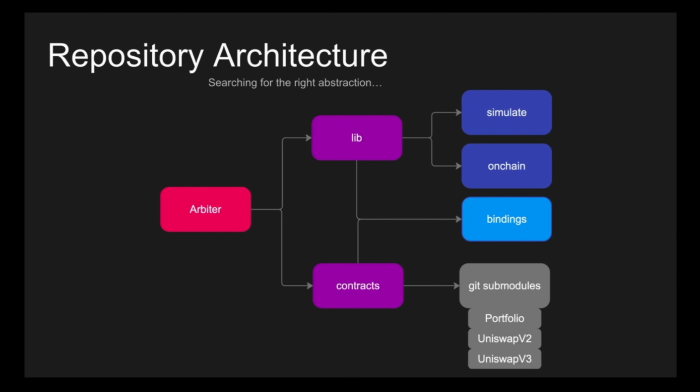So moving in here, the repository architecture of the library is fairly simple. At the top level directory, we have 2 primary directories. One is contracts. This is where our Git submodules will go. You can install any Git submodules here. And then we have our lib. Our lib is where we have our simulate crate and our on-chain crate. And then, of course, we have the Arbiter binary that leverages these resources.